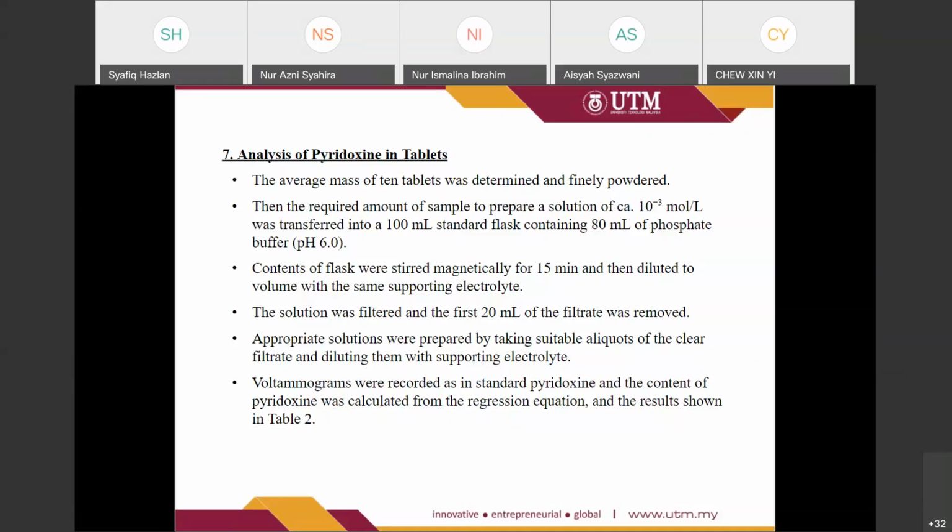The solution was filtered and the first 20 ml of the filtrate was removed. Then appropriate solutions were prepared by taking a suitable aliquot of the clear filtrate and diluting them with supporting electrolyte. Voltammograms were recorded as in standard pyridoxine, and the content of pyridoxine was calculated from the regression equation and the results are shown in table 2.